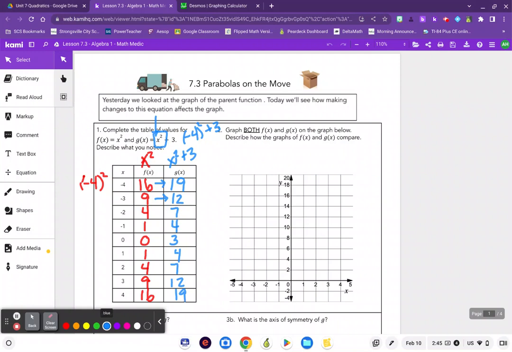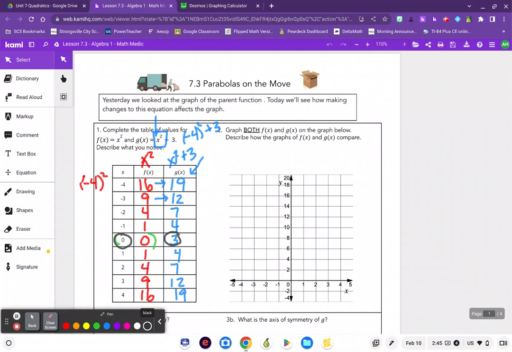Okay, so it says describe what you notice. Well, I notice that all the y values for my g function are 3 more than the y values for the f function. I also notice that my vertex for the parent function is 0, 0, and the vertex for my g function is 0, 3.